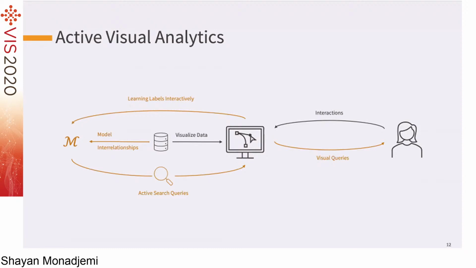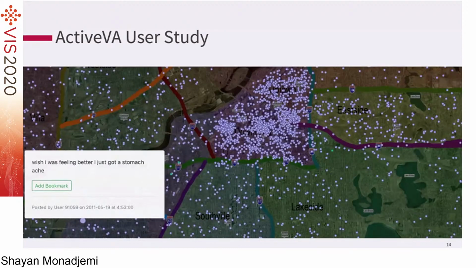So long story short, we did a user study on a fictitious data set. This is actually a VAST Challenge data set from 2011, I believe. It's a fake epidemic that is going on, and some people are sick.